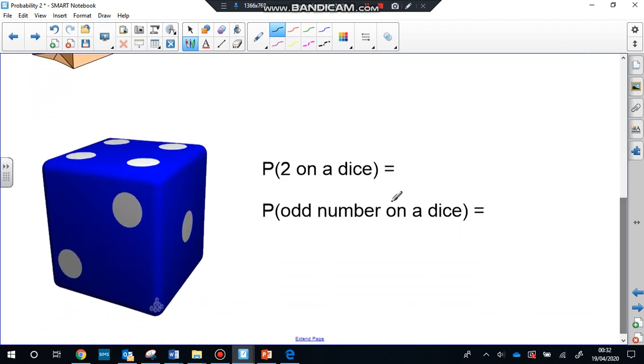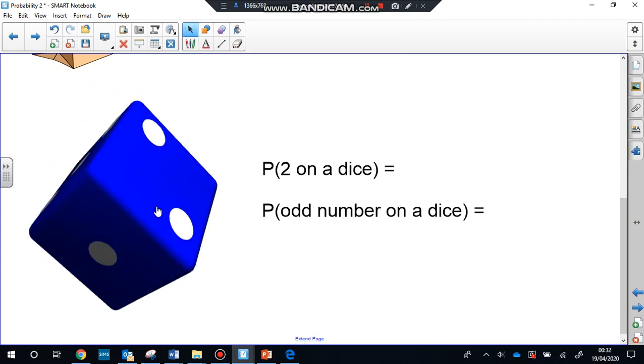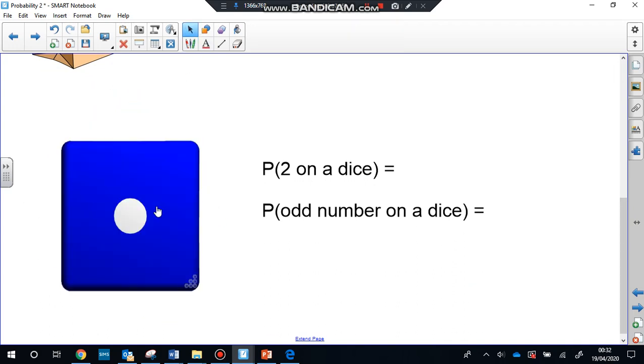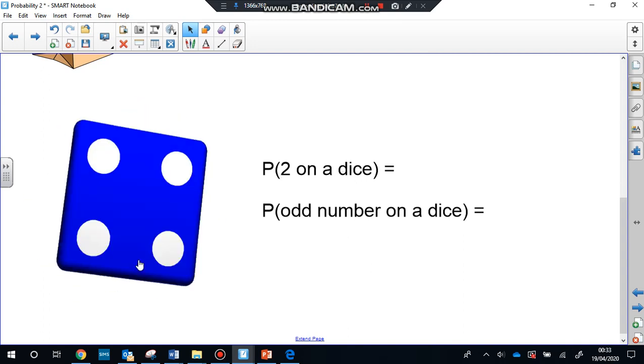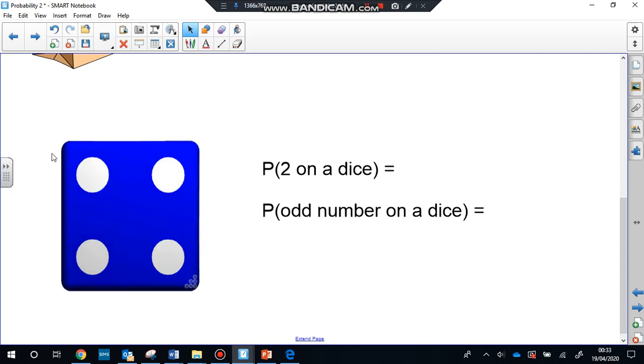On a dice, here's my dice that I can spin. So what's the probability that I get a 2 on a dice? Well, we need to think about how many 2s there are on a dice. There is only 1 two on a dice, so that's going to go on the top. But how many numbers are there on a dice? There are 6 different numbers on a dice, so the probability is 1 out of 6.